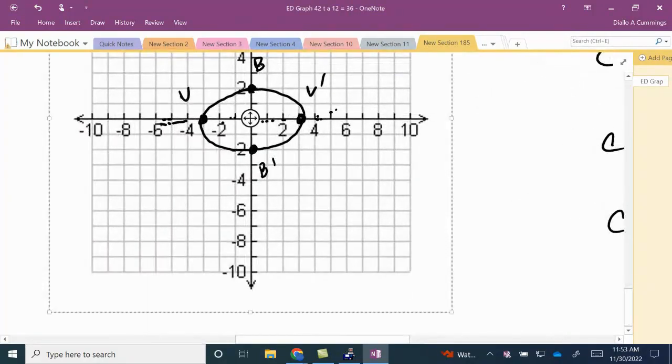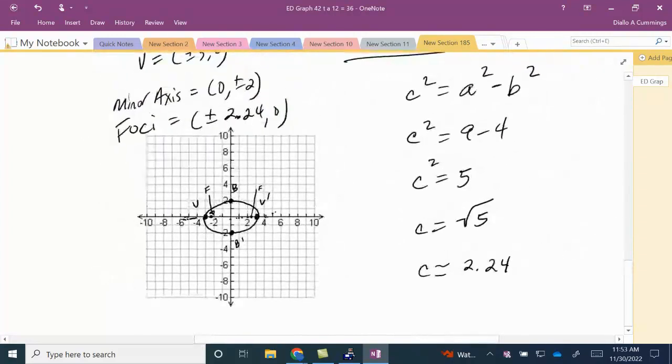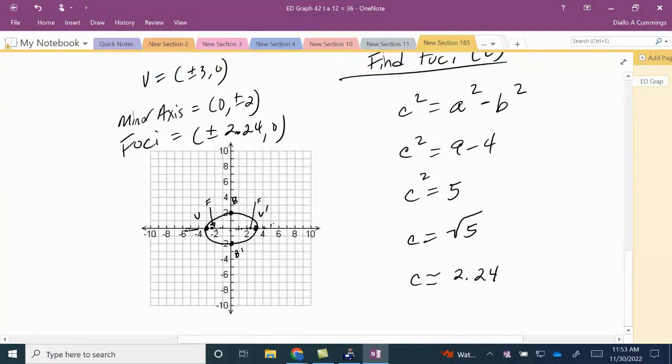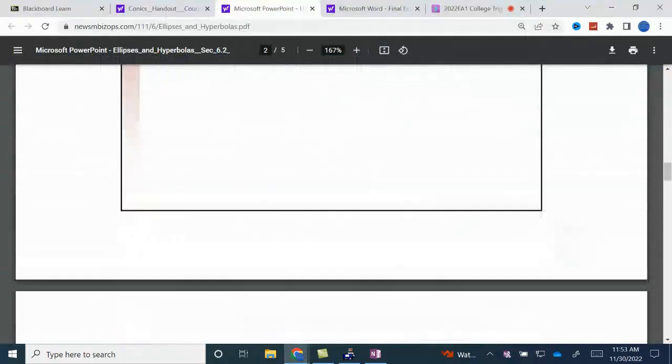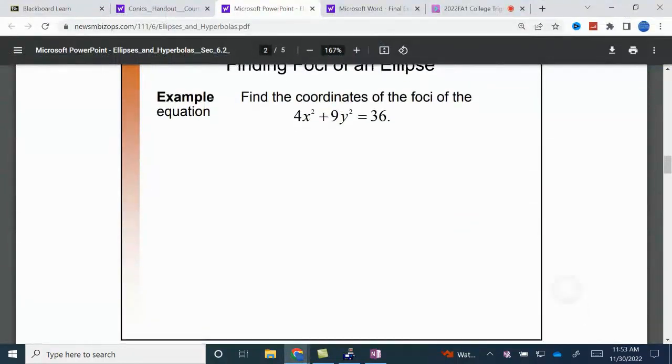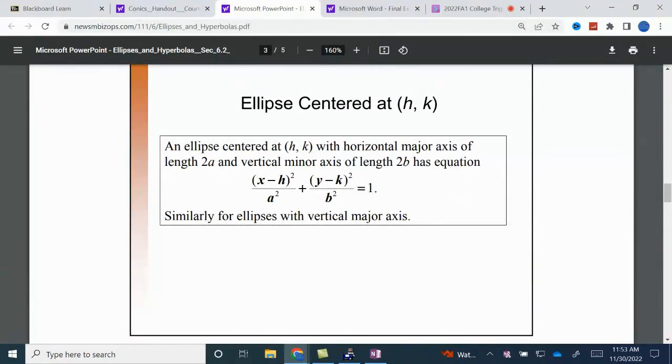And I'm going to guesstimate a little bit here. Negative 2.24 would be approximately there somewhere. That's F. 2.24 is going to be approximately here somewhere. So we have our foci points. All right, so we found the coordinates for the foci. Next, we're going to look at ellipses that are centered not at the origin, but at some vertex h comma k.